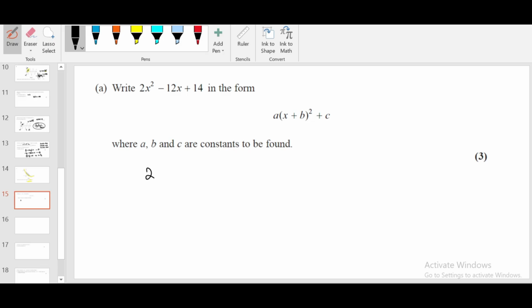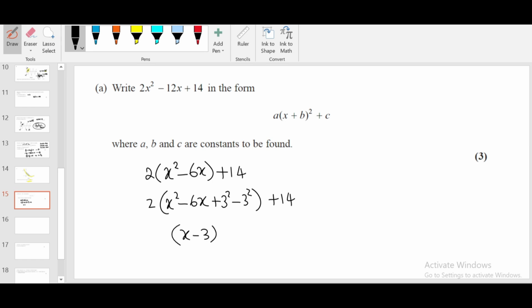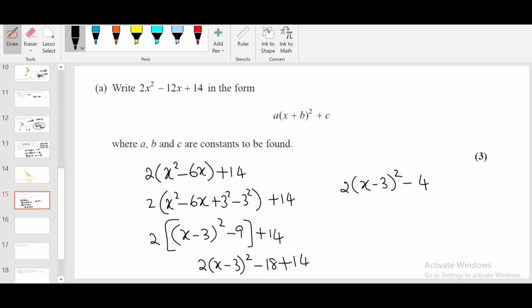Take 2 out from the first 2 terms, x square minus 6x plus 14. Apply the completing the square method. Half of the coefficient of x is 3, so you put plus 3 square minus 3 square plus 14. So that's just basically x minus 3 whole square minus 9. By keeping 2 outside, you should know how to do the completing the square method. Take 2 and multiply everything, you'll get 2 times x minus 3 whole square minus 18 plus 14. You'll get 2 times x minus 3 whole square minus 4.